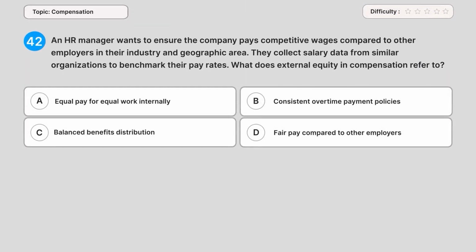42. An HR manager wants to ensure the company pays competitive wages compared to other employers in their industry and geographic area. They collect salary data from similar organisations to benchmark their pay rates. What does external equity and compensation refer to? A. Equal pay for equal work internally. B. Consistent overtime payment policies. C. Balanced benefits distribution. D. Fair pay compared to other employers. Do you know the answer?